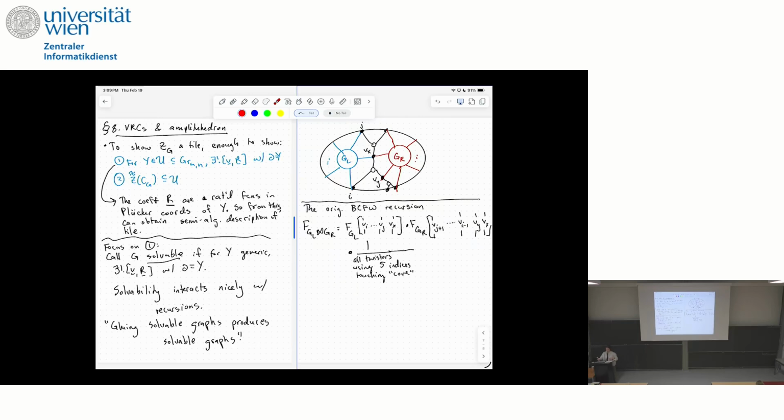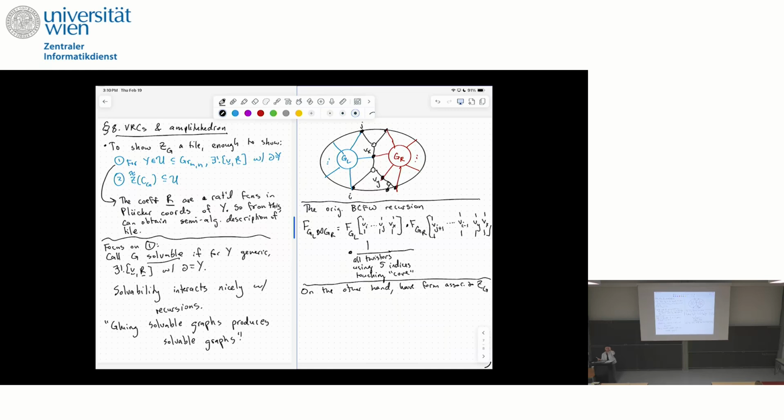Okay, so that's the BCFW recursion. On the other hand, we have a differential form associated to the tile ZG. What is this form?